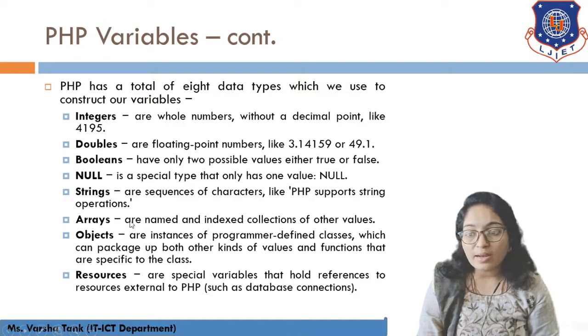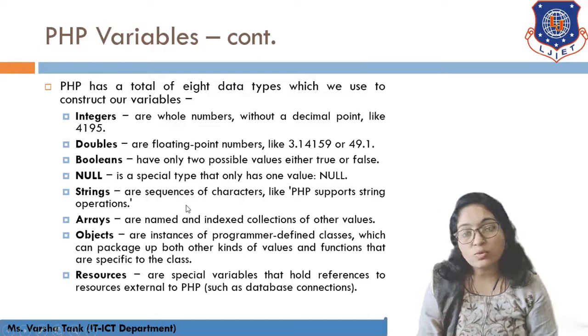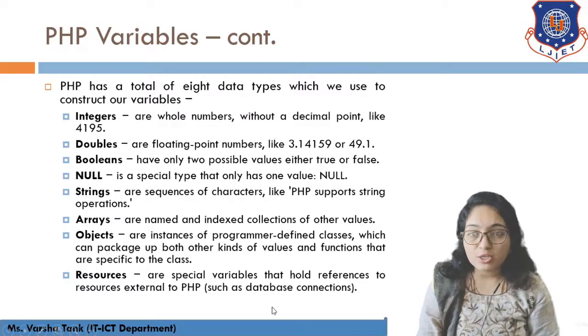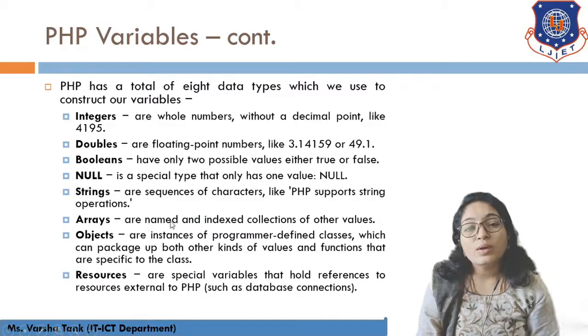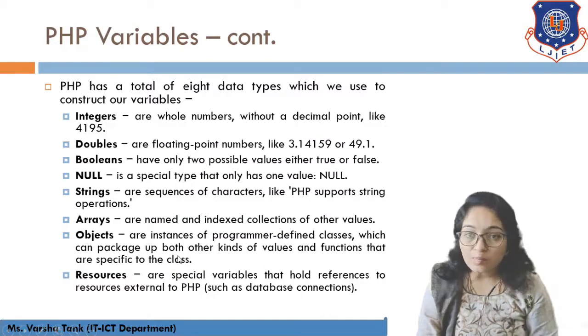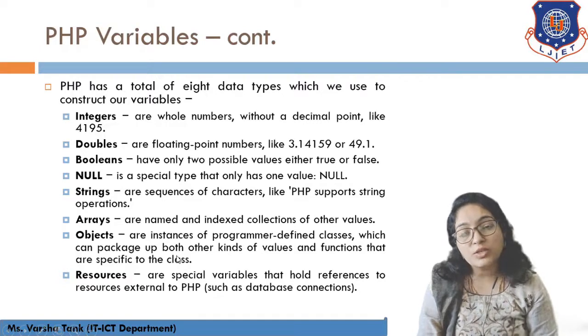Okay, then array. Arrays are named and indexed collections of other values, as all of you are aware about arrays; you have learned them in C, C++, Java, etc. If you want to define an array of a similar data type, you can also define it. Then objects. Objects are what? Objects are instances of programmer-defined classes. Whenever you are using the class concept, at that time we can access it as an object. You can create an object of the class, and then you can access the methods of the class.